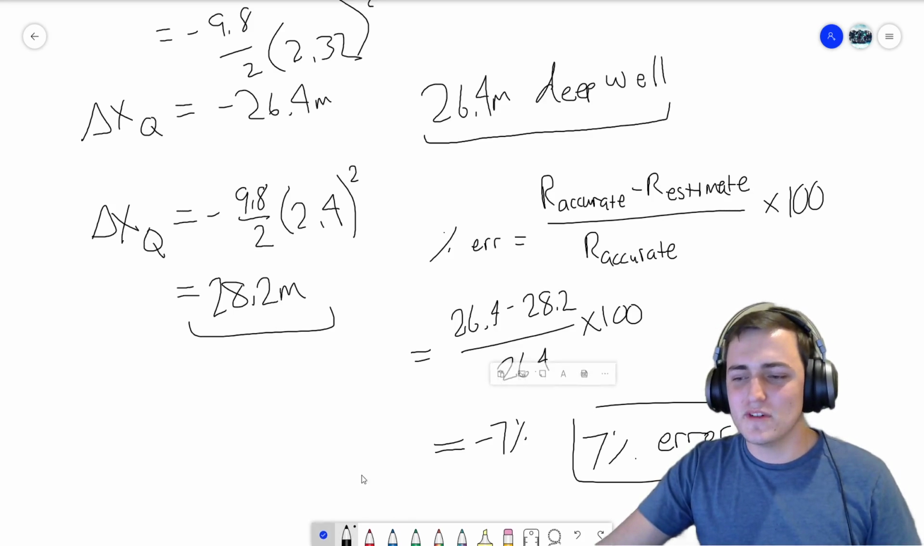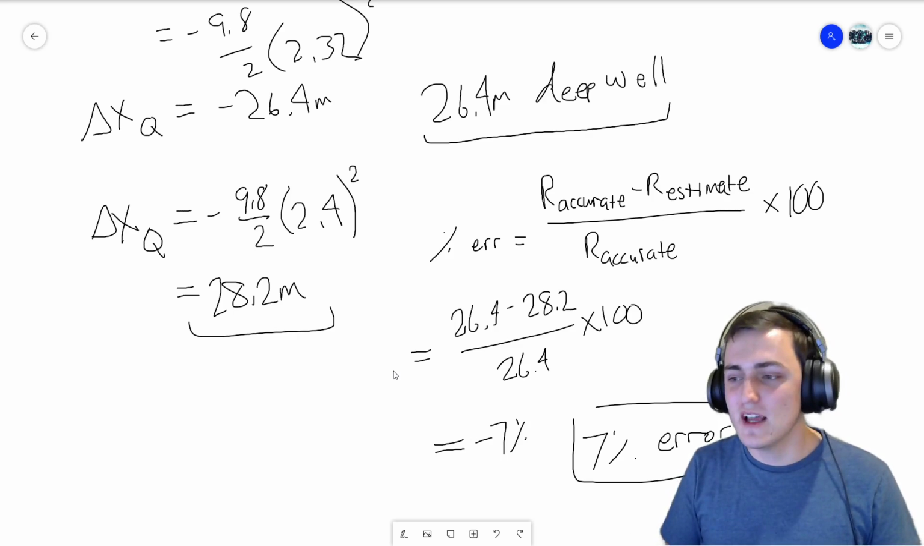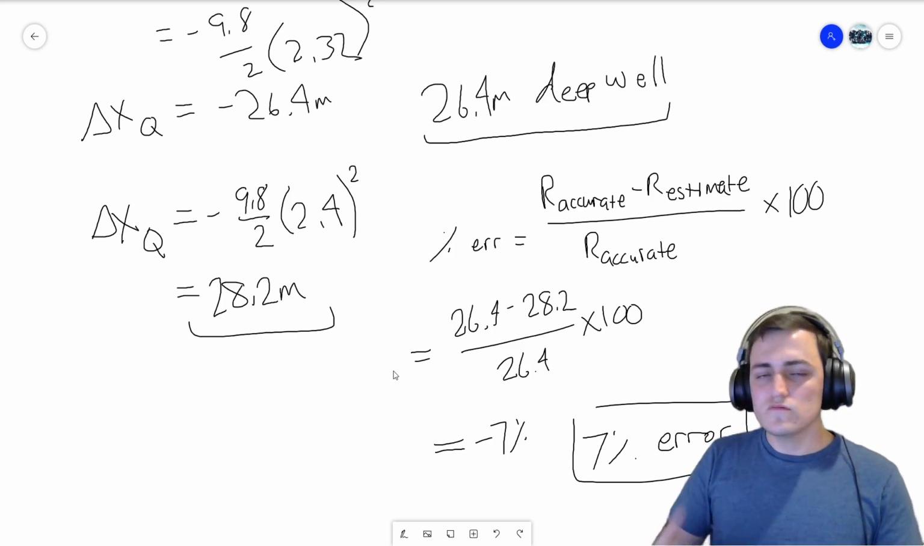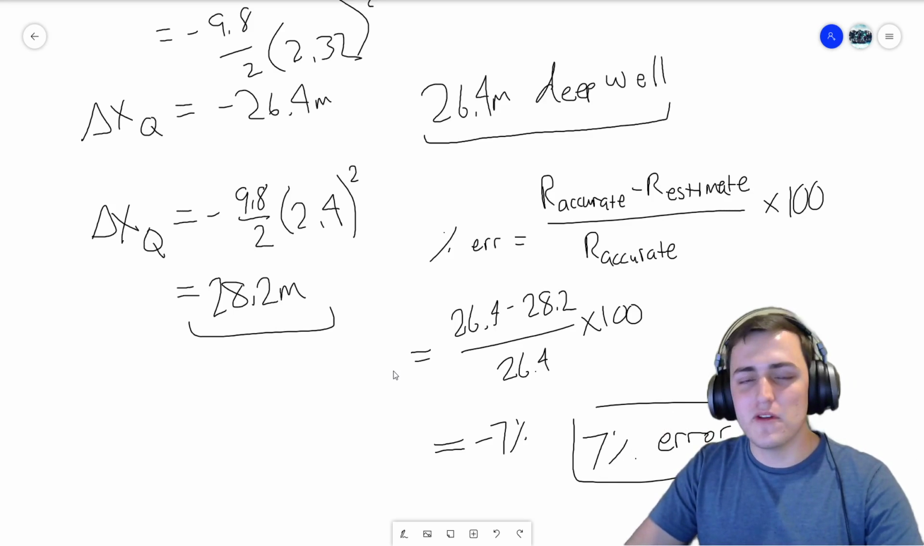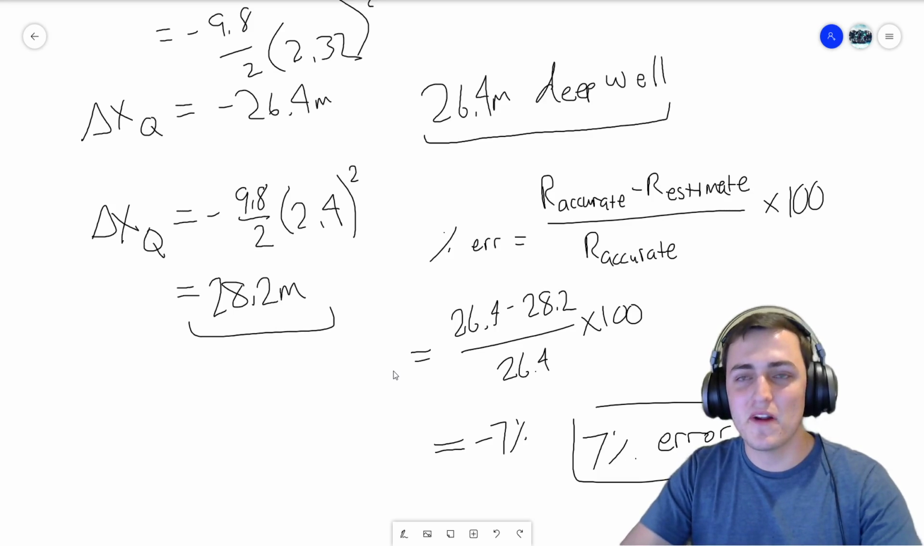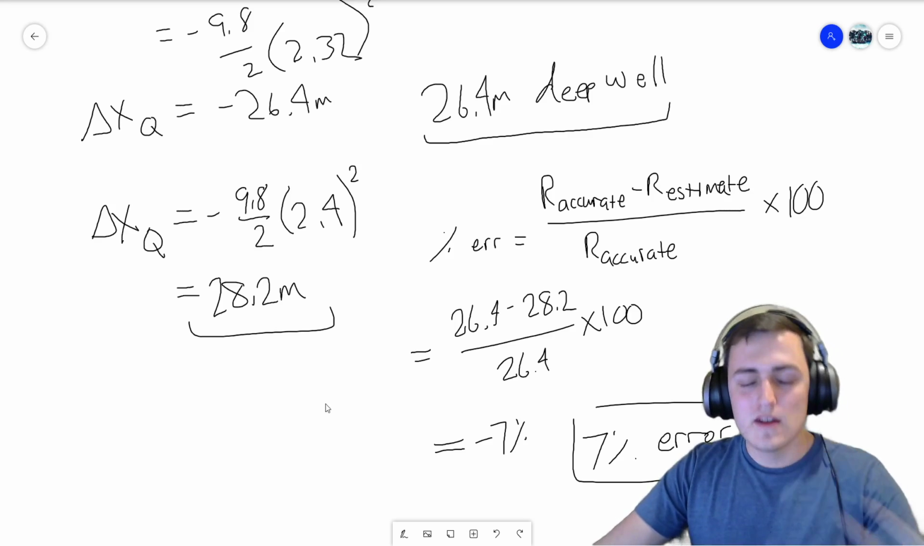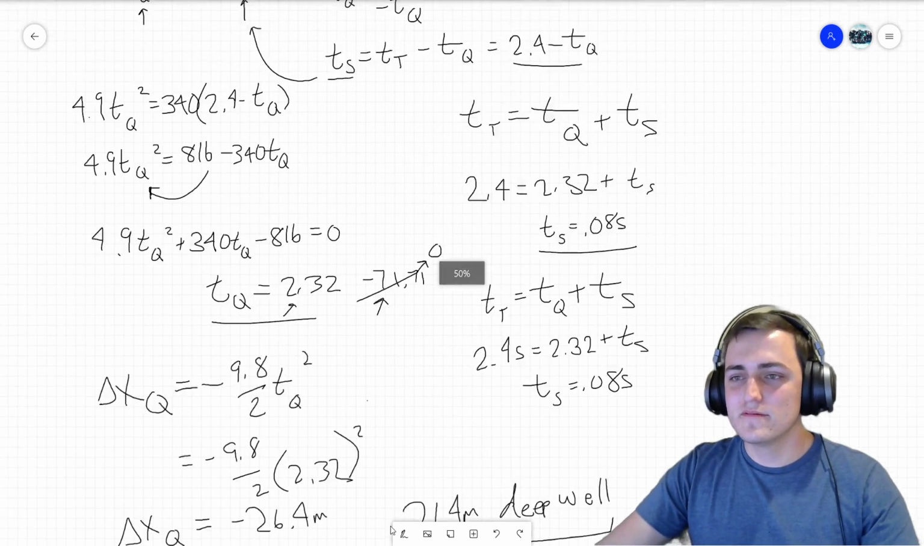And so that's kind of considerable. It's not enough that, in the purposes of this class, we usually won't account for sound. But if you were really doing this in real life for a job or something really was on the line, there was a lot of money on the line, you definitely would have to take into account the speed of sound.